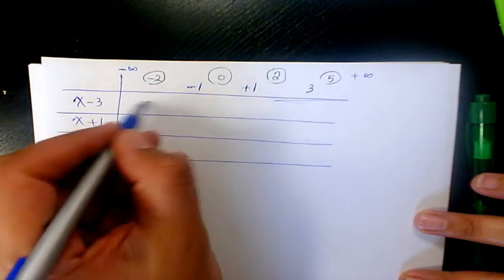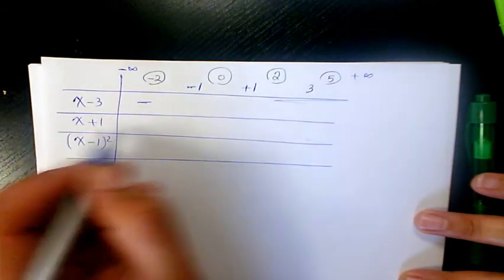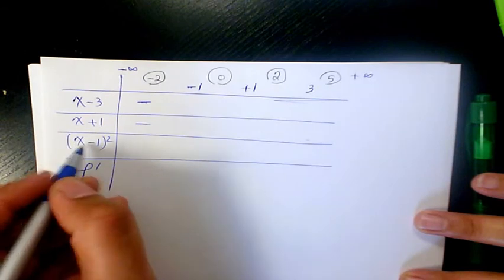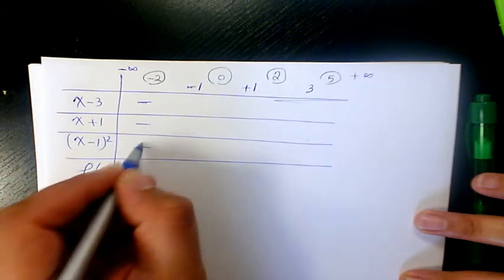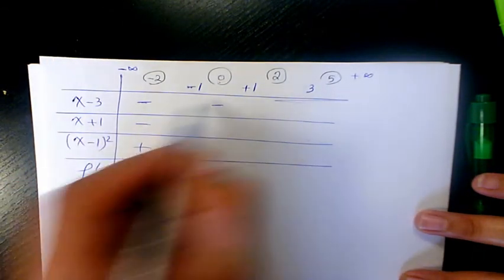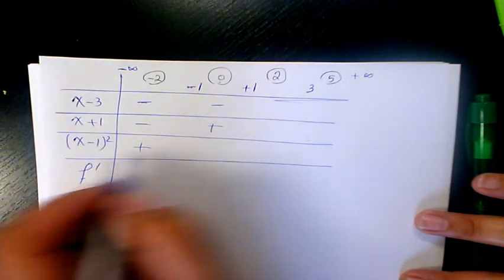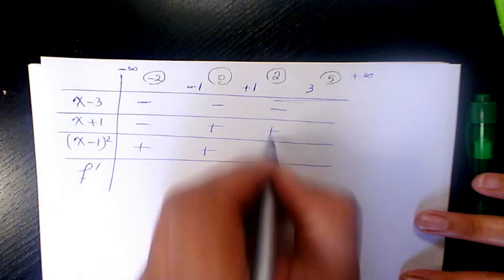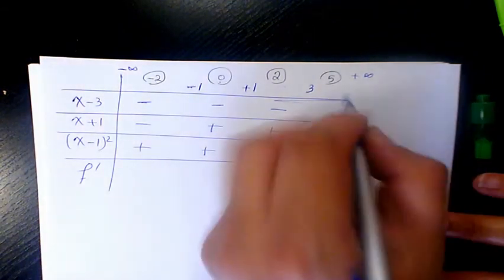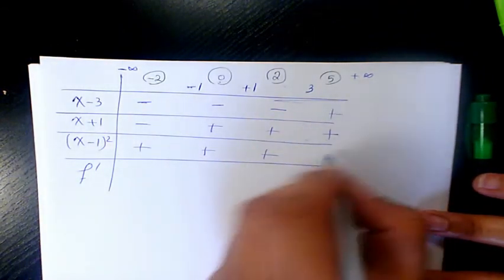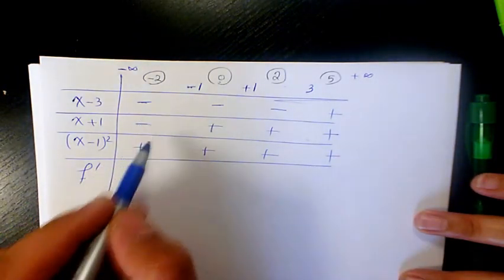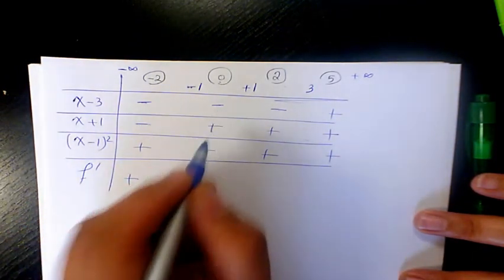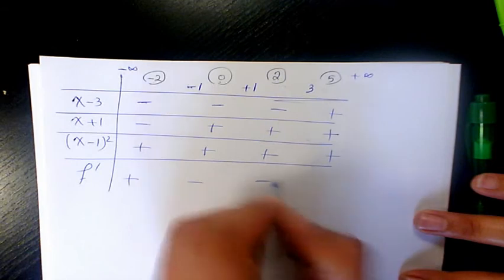Negative 2 minus 3, that's negative. Negative 2 plus 1 is negative. Negative 2 minus 1 to the power of 2 is going to be positive. 0: minus, plus, plus. 2: minus, plus, plus. And 5: plus, plus, plus. Negative times negative times positive, positive. Negative times positive times positive, negative.